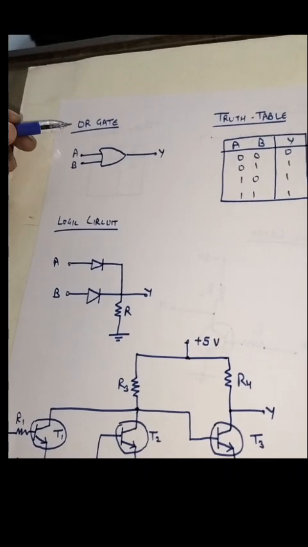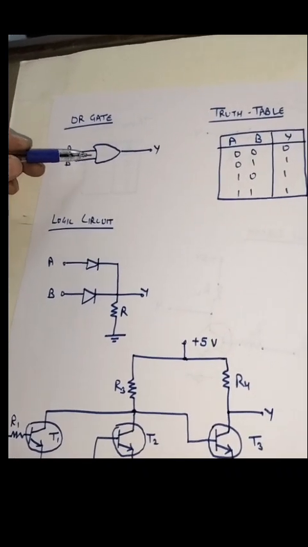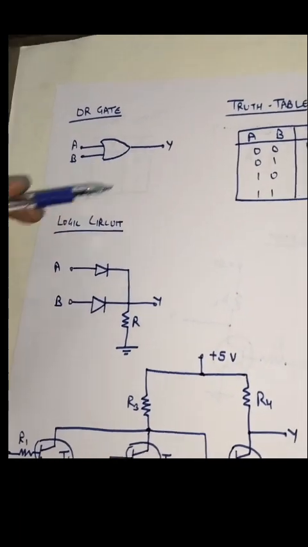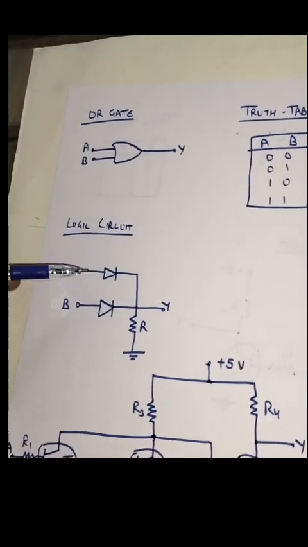So next we have the OR gate. This is the symbol of the OR gate. Again, we have a two-input OR gate. A and B are the inputs and Y is the output. This is the logic circuit with the help of the diode.